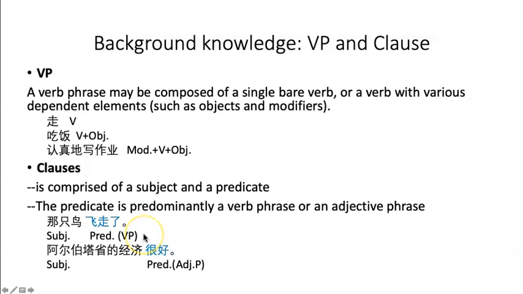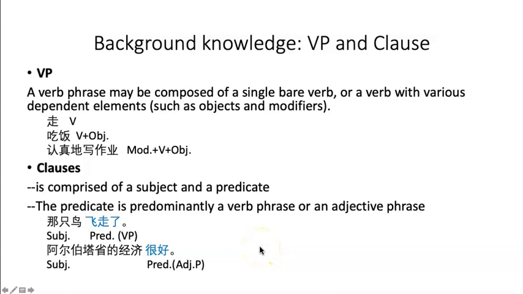And in this clause, the predicate is a verb phrase, 飞走了. The second example, 阿尔伯塔省的经济很好. The subject of the clause is 阿尔伯塔省的经济, Alberta's economy. The predicate is 很好. This is an adjective phrase. So these 2 are typical examples of clauses.